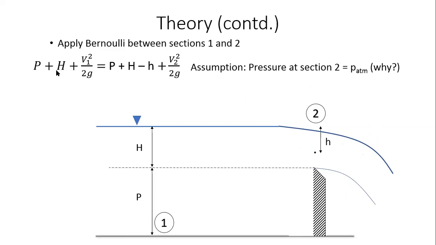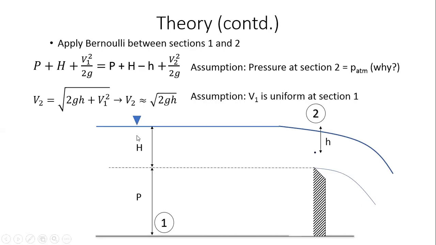So now clearly I can eliminate some terms here. I rearrange this and I get V2 equal to under root 2gh plus V1 square, right? I've just cancelled out capital P and capital H. I'm left with small h, I take it to the other side. I get V2 equal to under root 2gh plus V1 square. Now this I'm going to approximate as V2 is approximately equal to under root 2gh, right? Why is that?